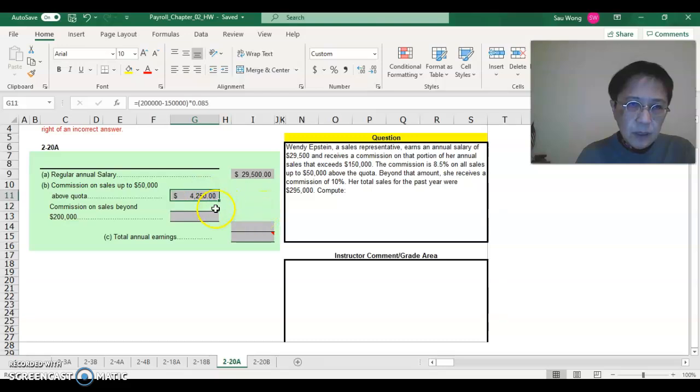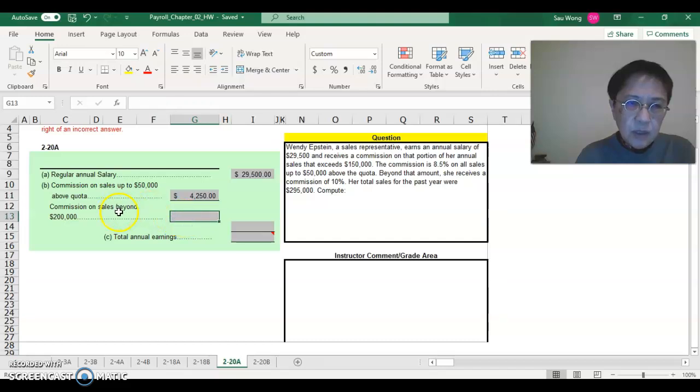Let's go back to this cell here. In order for her to exceed 150,000, she needs to make 200,000. If she makes 200,000, she will exceed 150,000 by 50,000. The 50,000 should earn 8.5%. So 200,000 minus 150,000, times 0.085, for the commission.